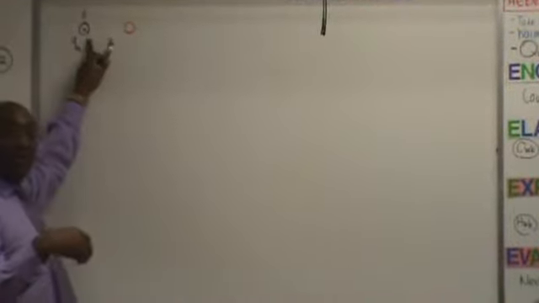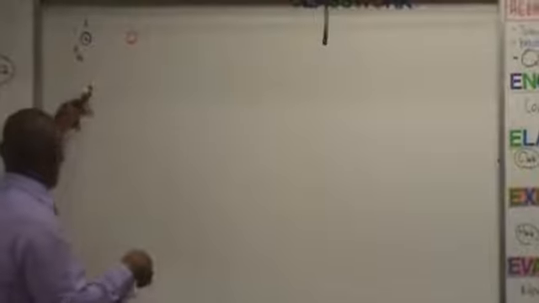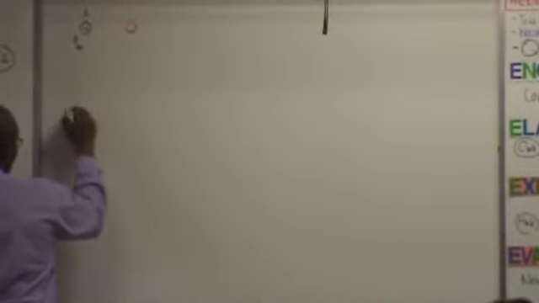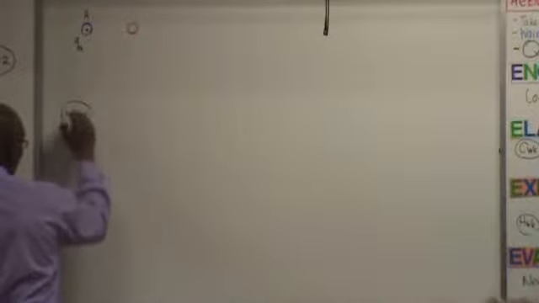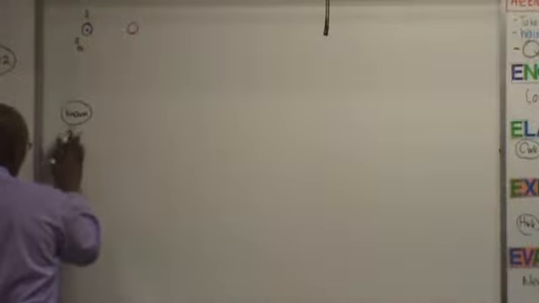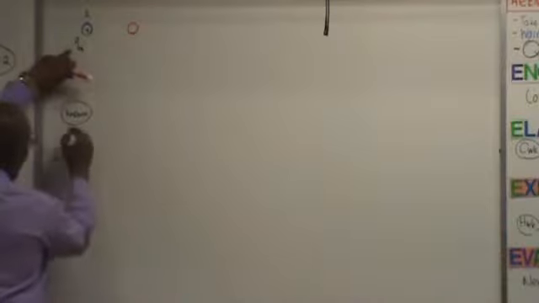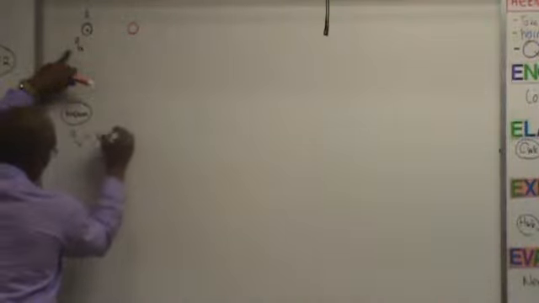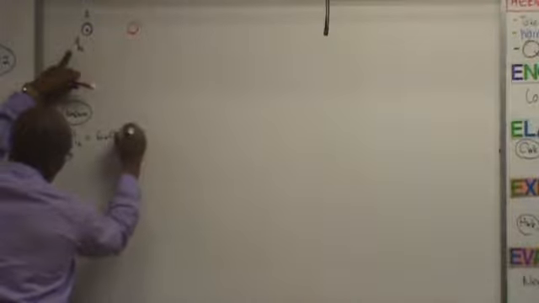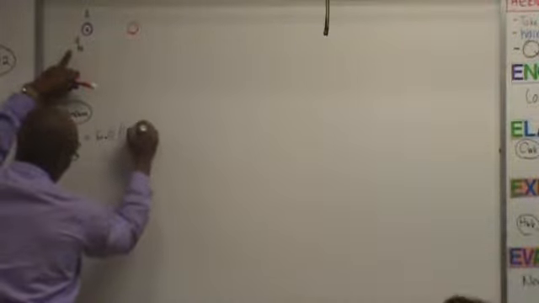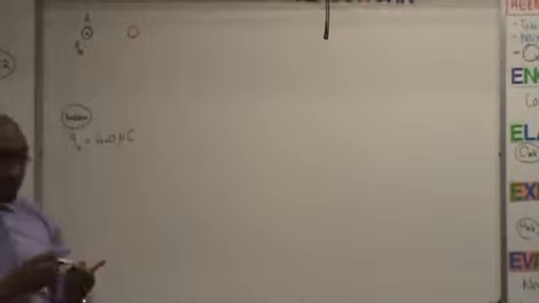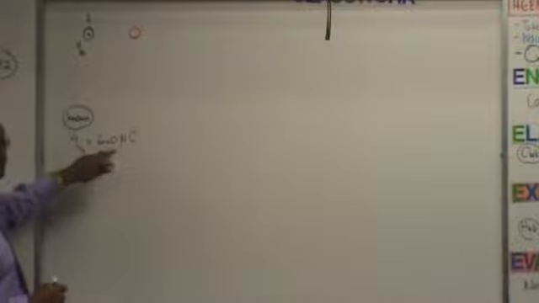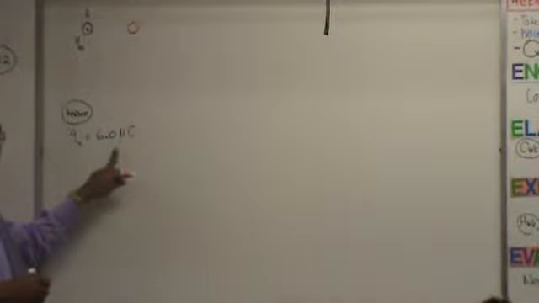This is the first sphere. It has a charge of what? What's the charge? 6.0. See? So this represents the charge, QA. 6.0 mu. What's mu? What does mu represent? It's called micro. 10 to the negative 6. That's what it means, okay?